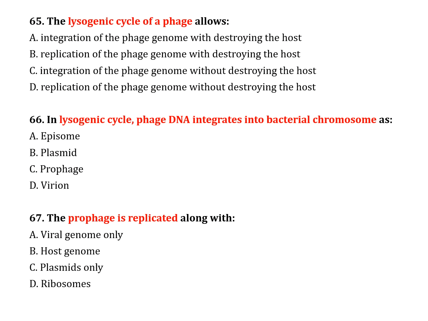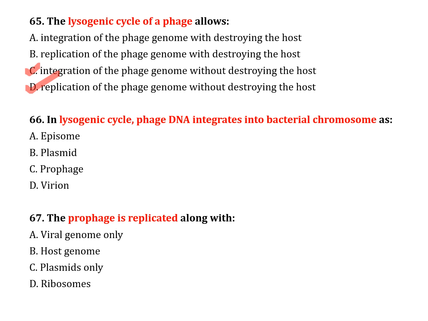The lysogenic cycle of a phage allows option A integration of a phage genome with destroying the host, option B replication of the phage genome with destroying the host, option C integration of a phage genome without destroying the host, option D replication of the phage genome without destroying the host. First it allows integration of the phage genome with the host without destroying the host, and then the replication occurs. The next question, number 66.